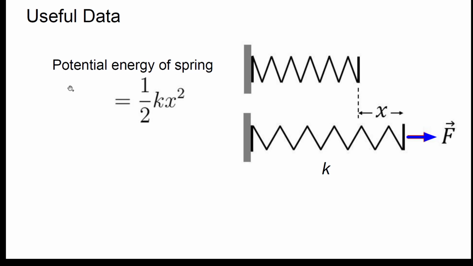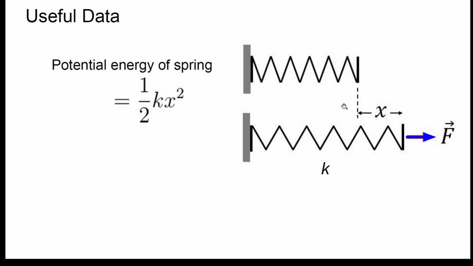Before going into the problem, you should know something about springs. That is, the potential energy of the spring is given by half kx square. That is, if you have a spring which is initially of some length and now you stretch it by x distance by force F, then the potential energy of the spring is given by half kx square.